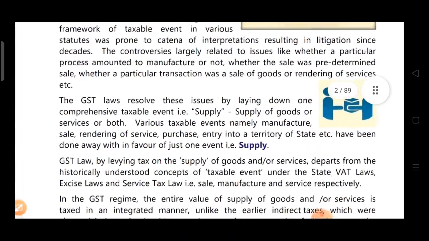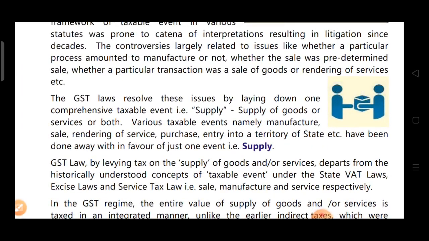Now how does GST resolve this issue? The GST law resolves this issue by laying down one comprehensive taxable event, that is supply. Now there is only one taxable event, that is supply. Multiple taxable events are not there in the present tax regime. It was in the earlier tax regime, like whether it is manufacture or not, whether it is sale or not. So too many taxable events are not there in GST. In GST there is one comprehensive taxable event, that is supply. So supply of goods or services or both is the taxable event.